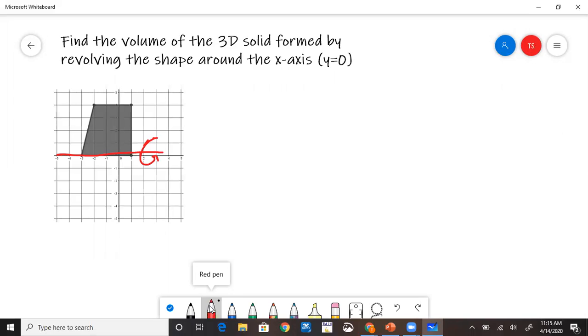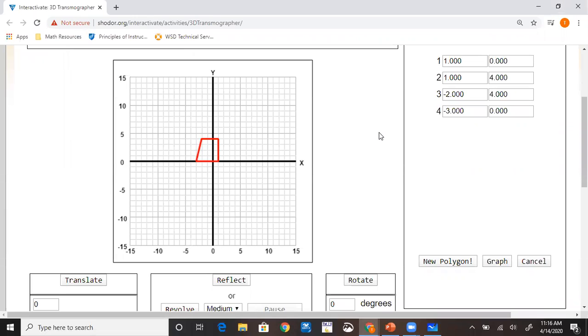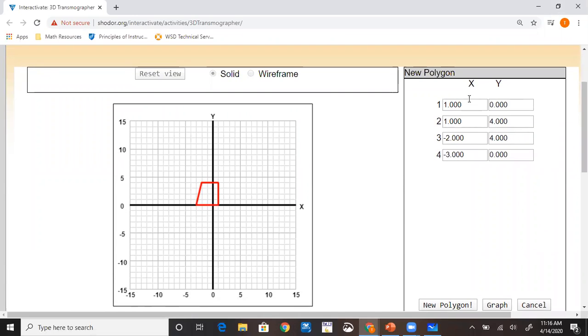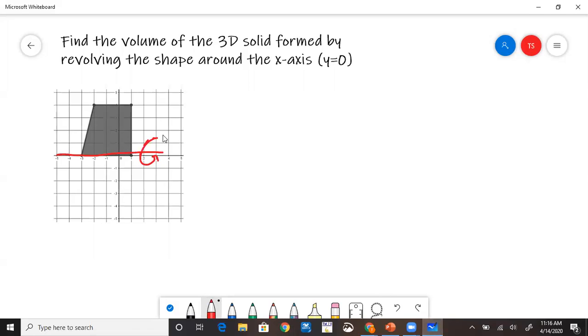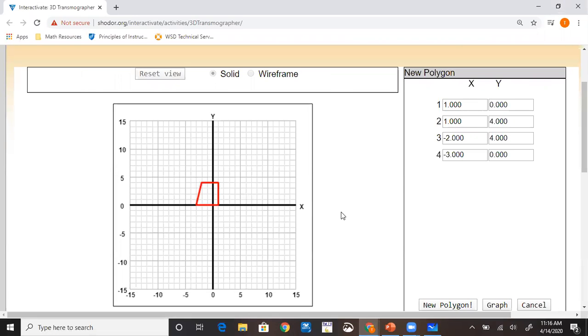Now, some of you may have a hard time visualizing that, and I completely understand that. So I'm going to switch over to a different tool here that we can use to get a visual on what's happening. On this tool, we can input how many vertices we want, or how many corners we want, and then specify where those coordinates are. And as we do that, we can see that we've got the same trapezoid that we had in our original problem.